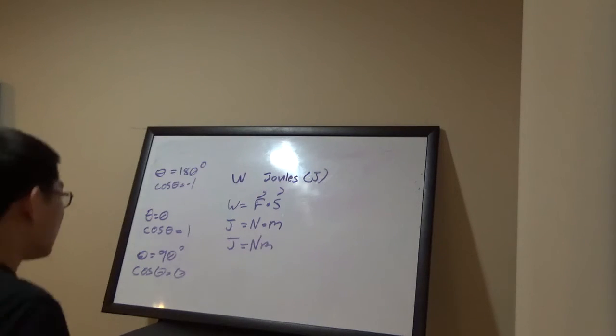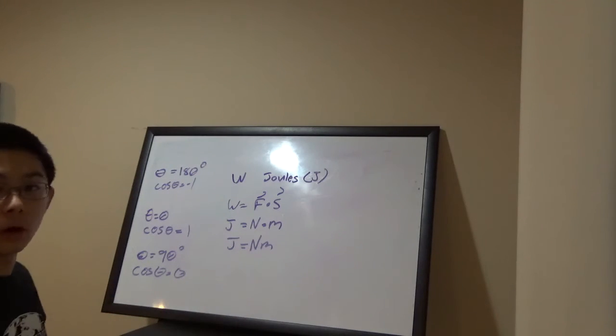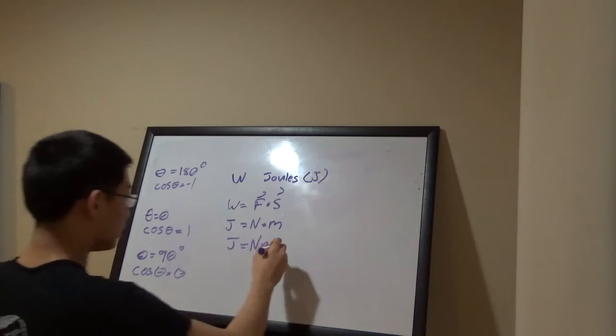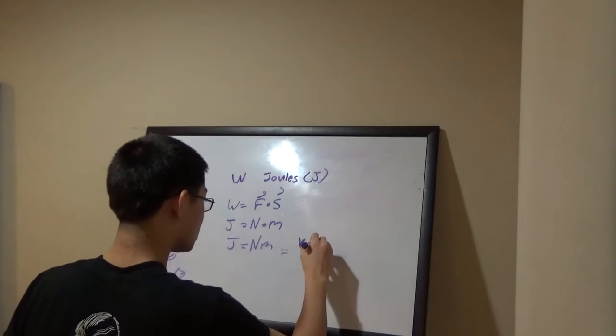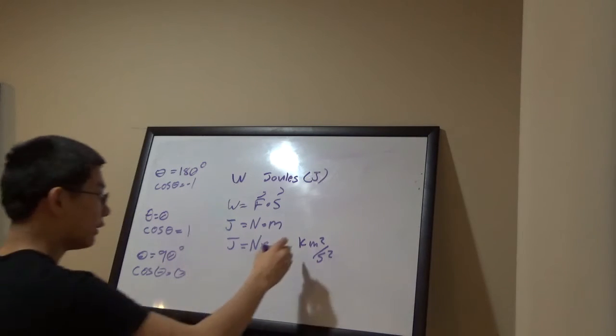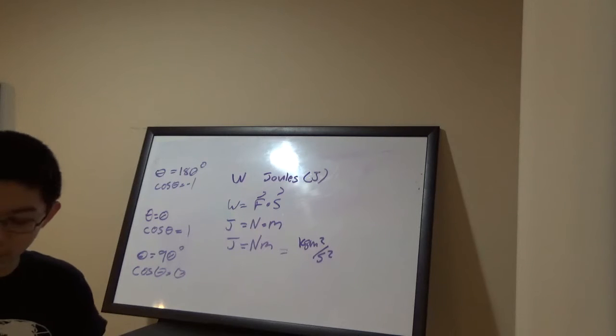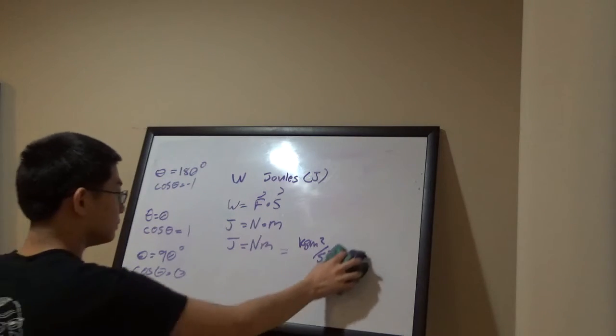Alright, so a joule is a newton meter. Oh, that's great. So now we know what the units are. We can also say this is a kilogram meter squared over second squared, because a newton is a kilogram meter over second squared. Now we're going to introduce a new term, and that term is called energy.